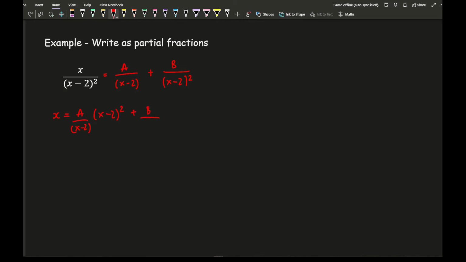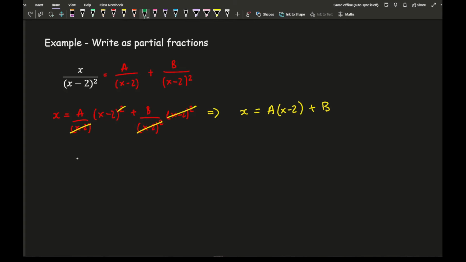So we've got b over (x minus 2) squared times (x minus 2) squared. Then from this, what cancels out? Well, that's going to cancel out with one of those, and all of that's going to cancel with that. So what I'm left with is x equals a(x minus 2) plus b, and there we go.